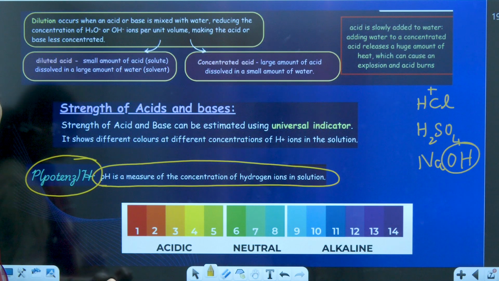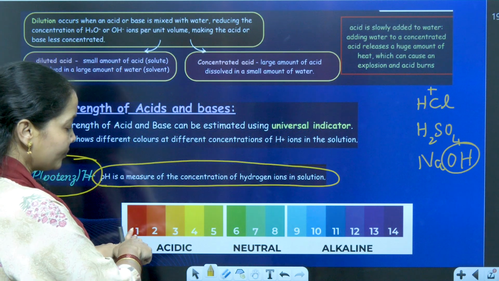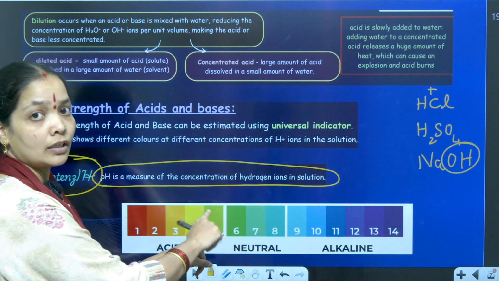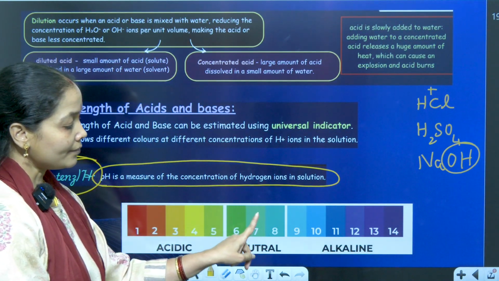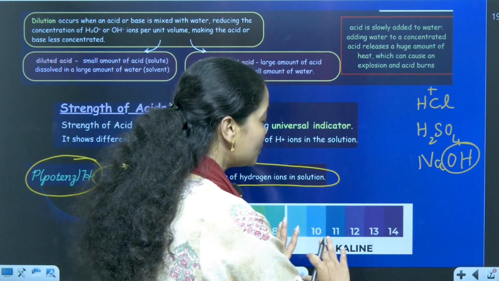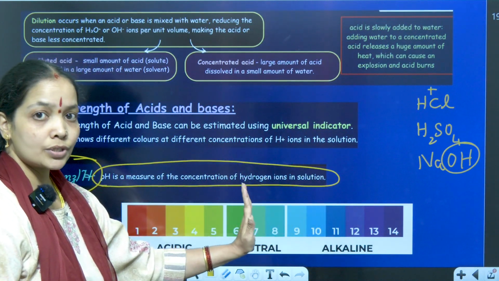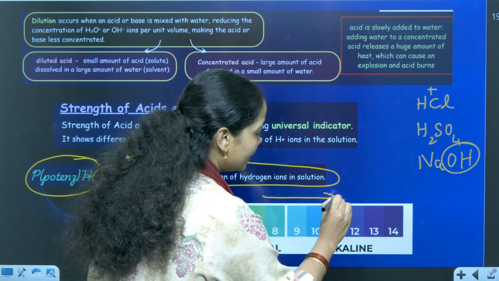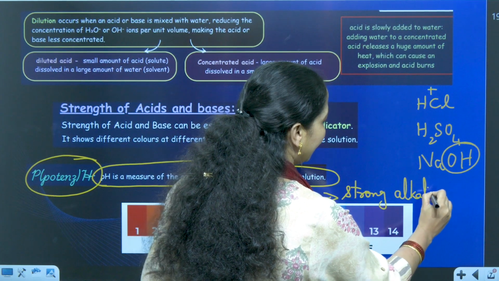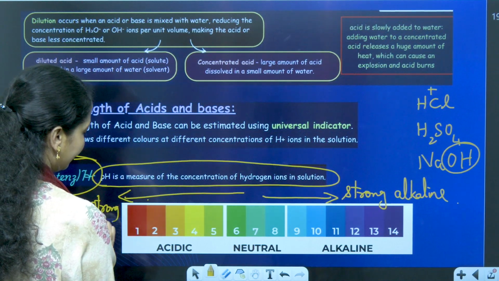The lesser the value, the higher the amount of acidity. That means if I take 1, which is red here, this is strong acid. 3, almost strong acid. But if I count 7, it's not strong. It will be called weak acid. Same way, if I take 8, it's a weak alkaline. 14 is strong alkaline. So the normal value of pH is between 1 and 14. The neutral solution is always 7. Greater than 7 will be called alkaline, and decreasing order from 7 to 1 will be called strong acid.